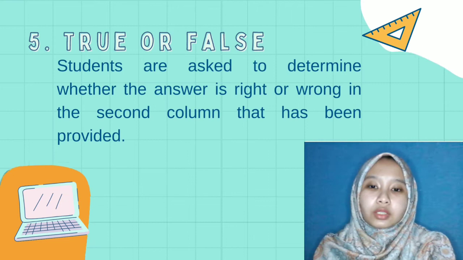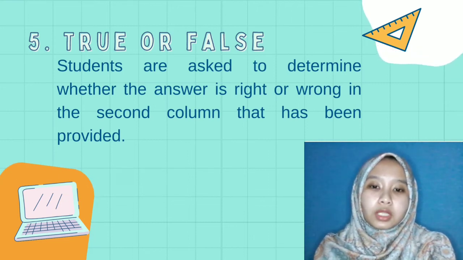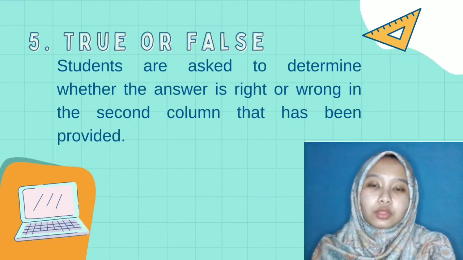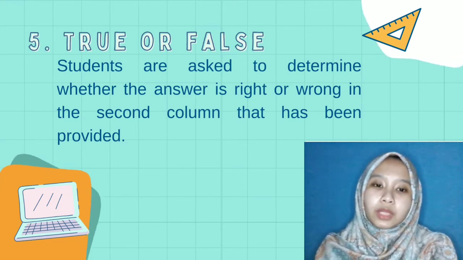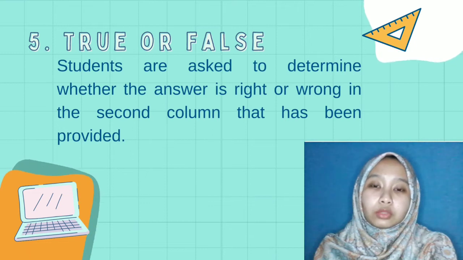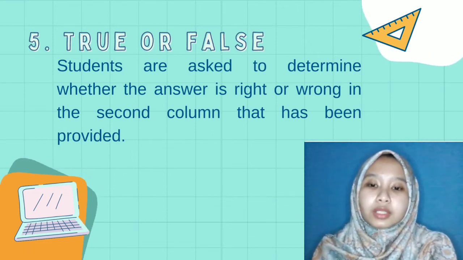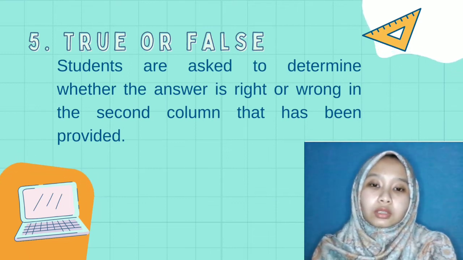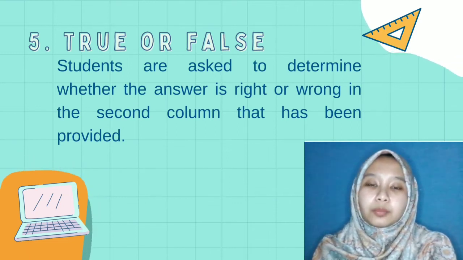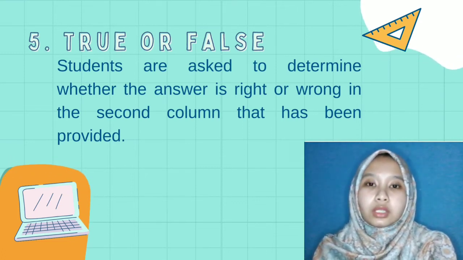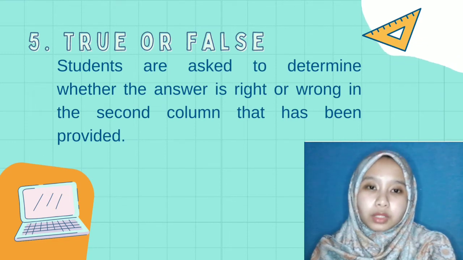To make the question about true or false, you must pay attention to the following things. Like the concept in questions must be correct and up to date, or the latest development, and not have multiple interpretations. Then the question must match the indicators on the writing grid that have been prepared, and then the questions must be logical in terms of the contents of the material.